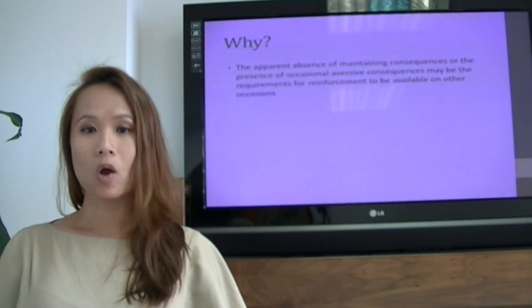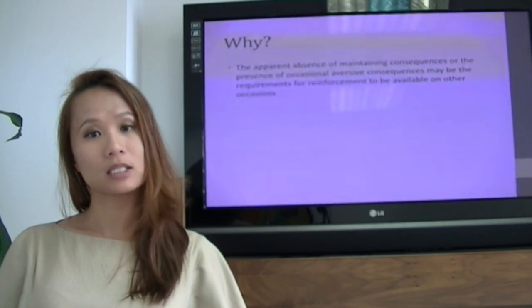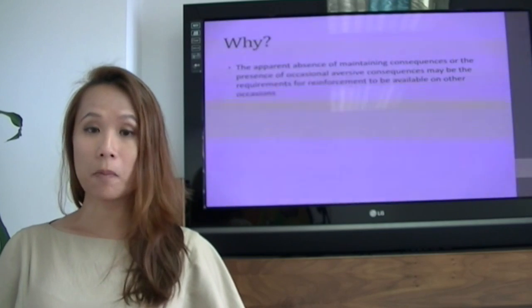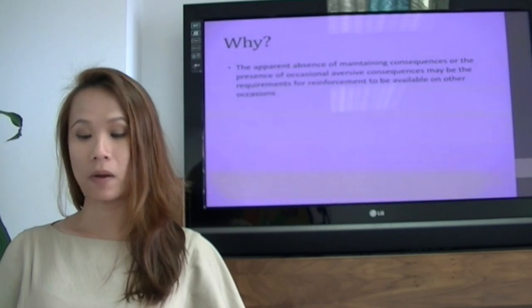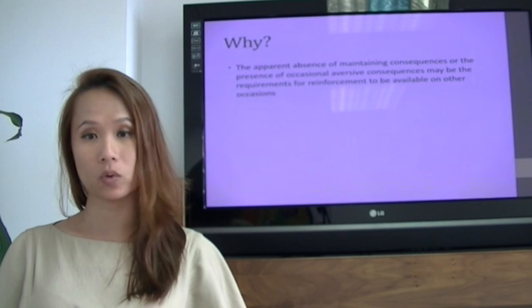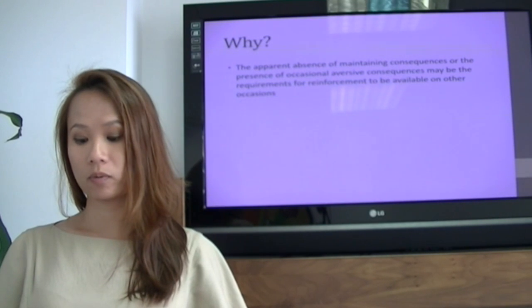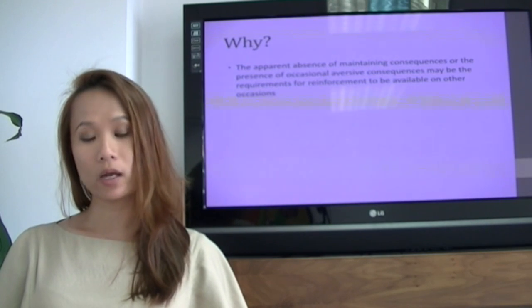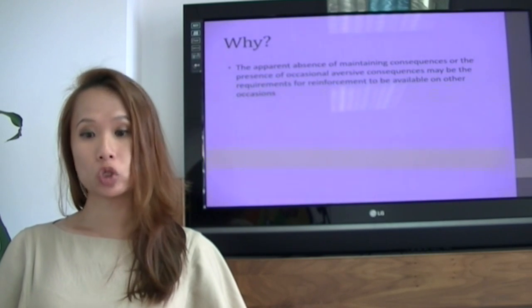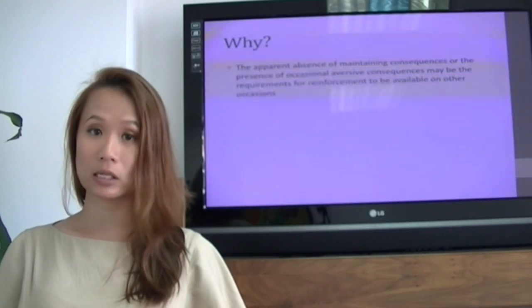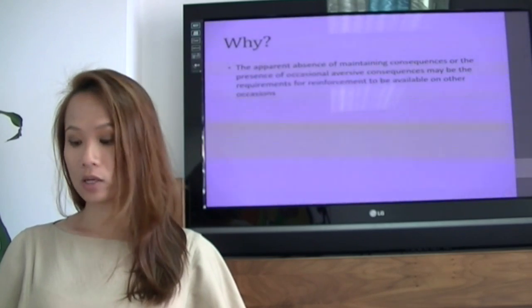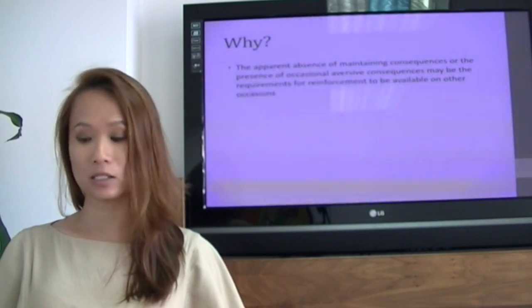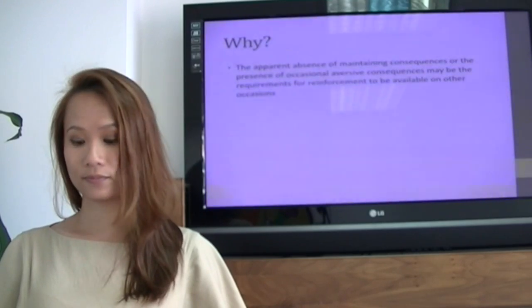So one might ask, why does delusional speech still exist in some individuals? Some behaviorists suggest that the apparent absence of maintaining consequences, or the presence of occasional aversive consequences, may be required for reinforcement to be available in the future or on some other occasions. It's almost like the reverse case of the little boy who cried wolf.